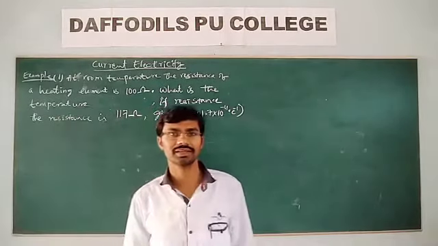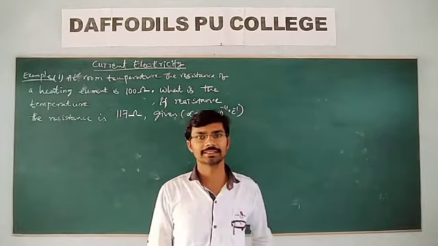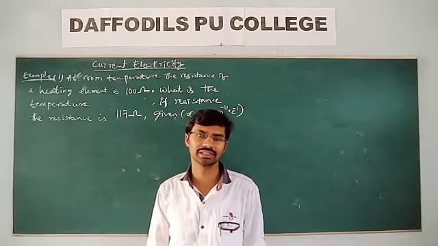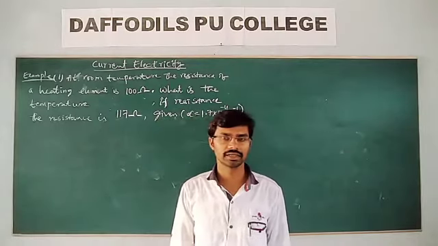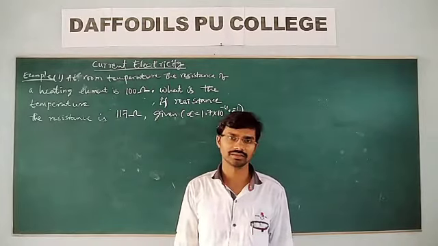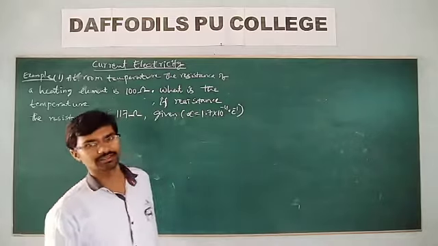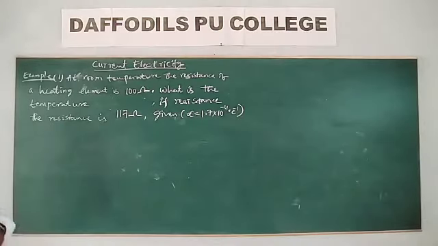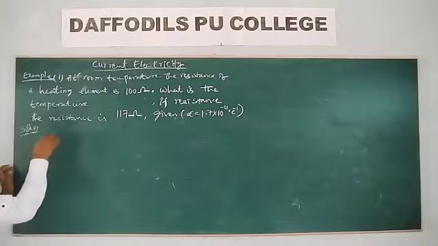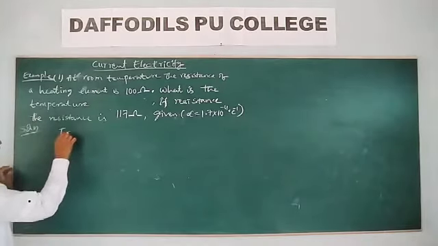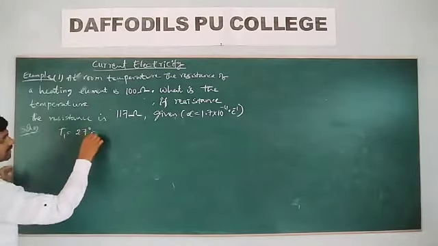Hello students, in the previous class we discussed the variation of resistivity with temperature for metals, and also for insulators and semiconductors. Let us discuss some examples based on this. At room temperature the resistance of a heating element is 100. What is room temperature? T1 is equal to 27 degrees Celsius.